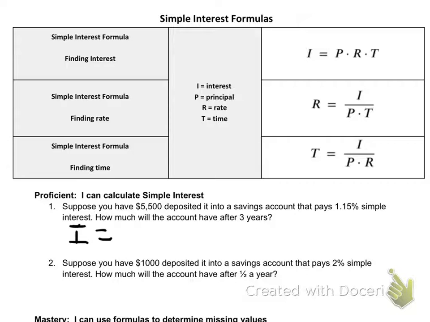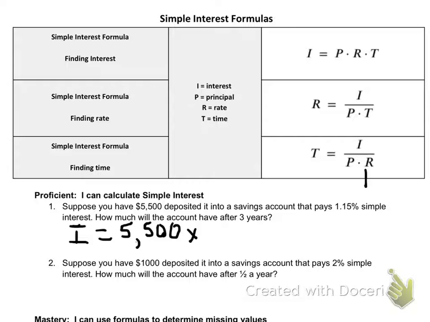P stands for principal. Well, I'm starting off with $5,500. I'm going to warn you guys, I'm using a stylus that's not that great. I'm going to try my best. Last but not least, R, the rate, right? So we're going to multiply this by 1.15.